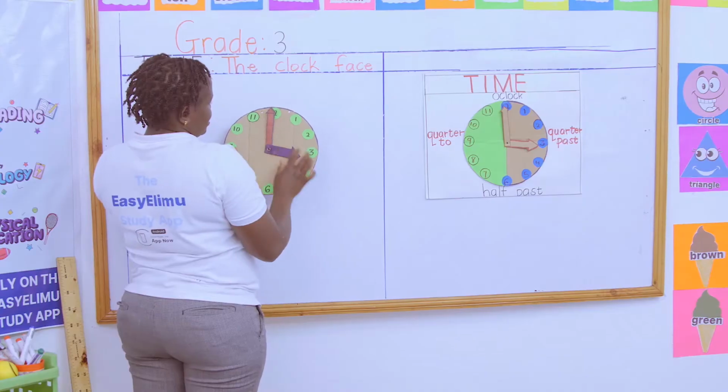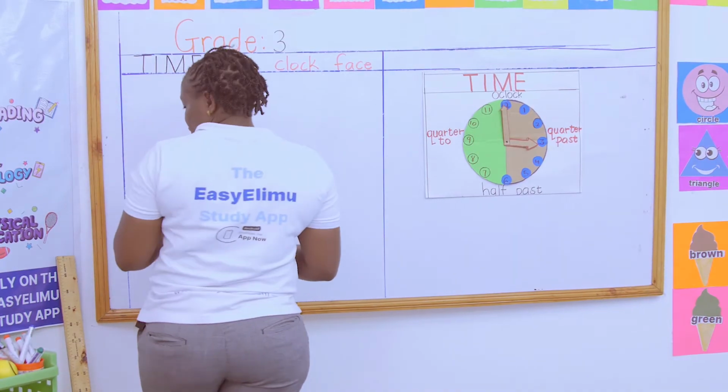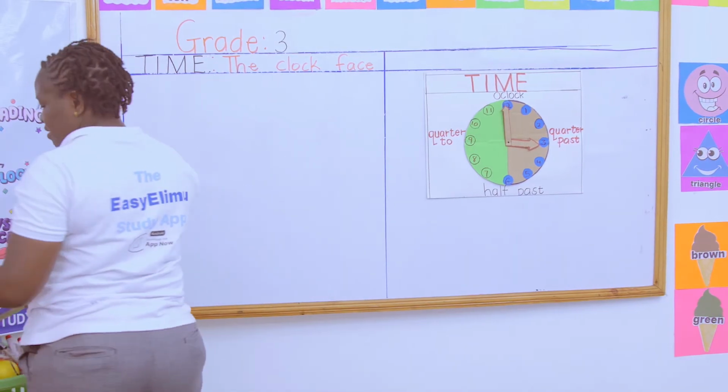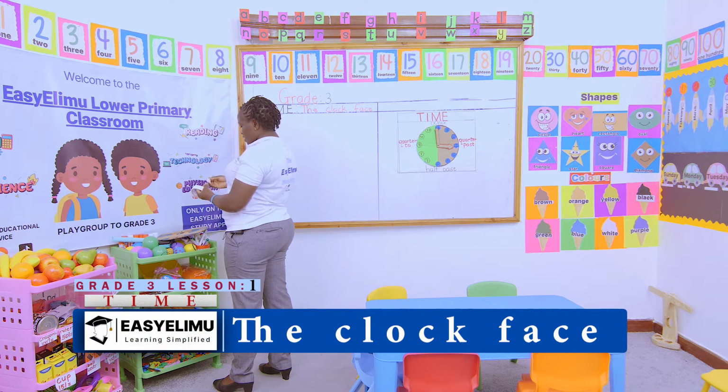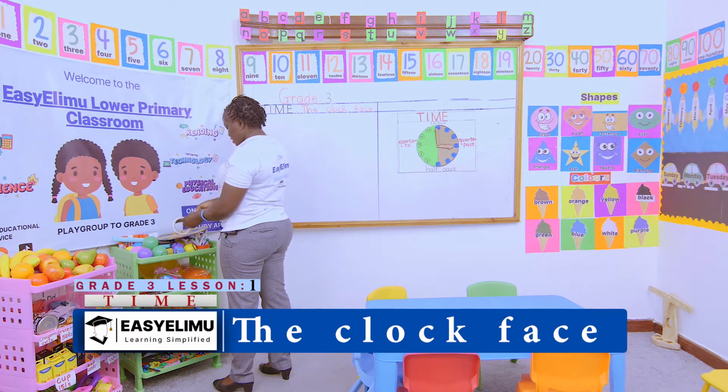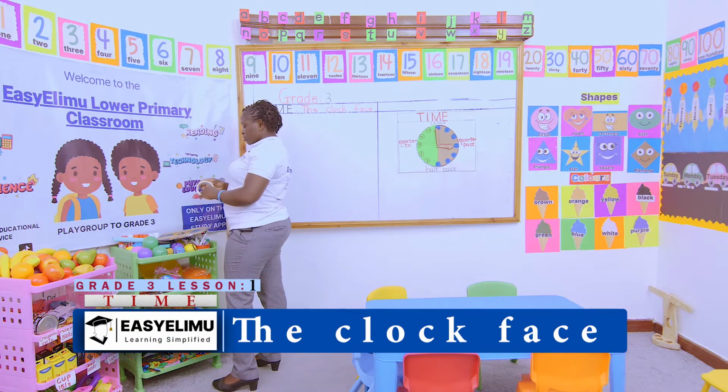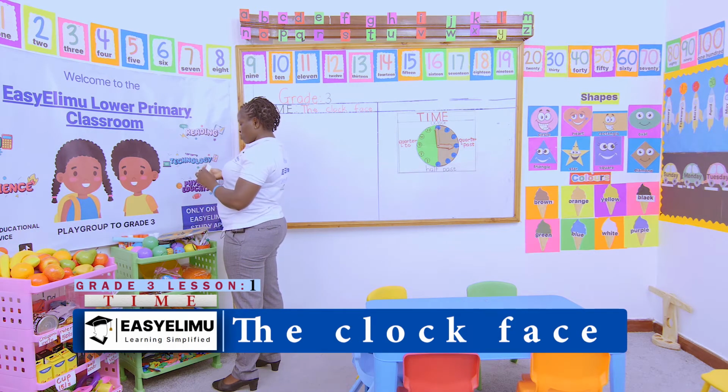Numbers. Are you seeing the numbers? The numbers are how many? The numbers are 12. And the clock face has how many hands? It has two hands. Which one and which one? The short hand and the long hand.